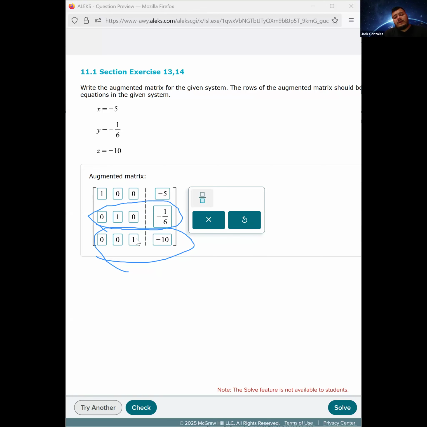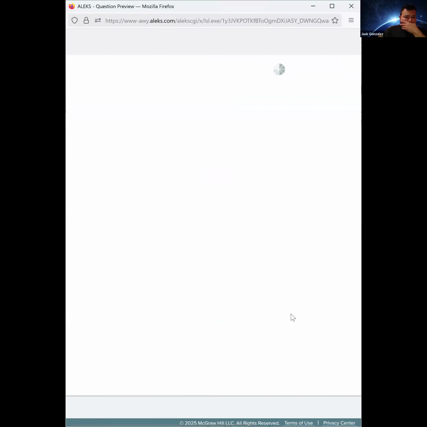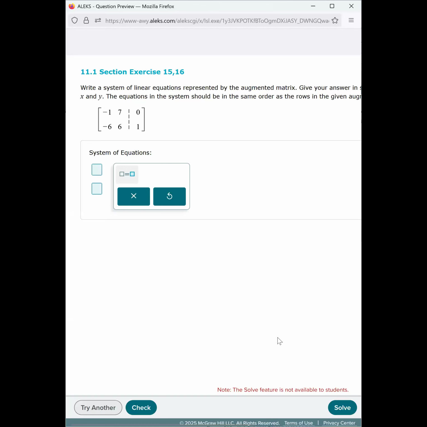That's how you would read that. You would change it back into equations. Any questions on number 3? Not that I know of. Oh, here's a 2 by 2. So now they want us to change it into equations.